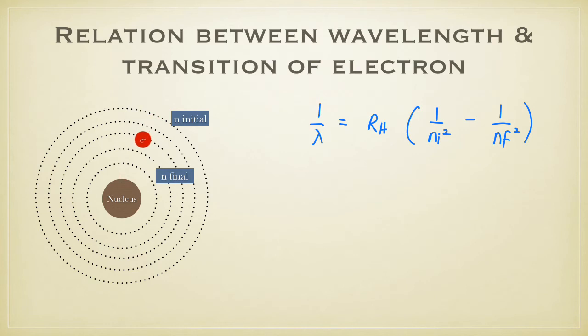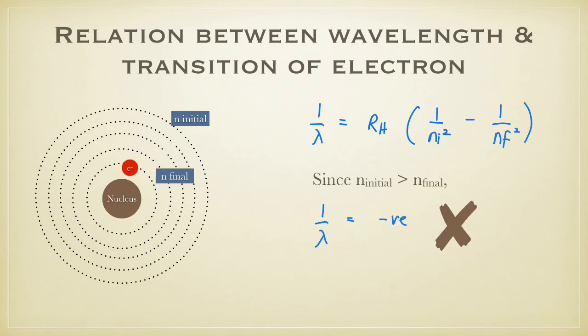Remember that the photon is produced when the electron fell from a higher level to a lower level. This will mean that its n initial will be of higher value compared to its n final. If we substitute this value in the formula, it will give us a negative value for 1 over lambda. Since lambda is a measurement for wavelength, it should not have negative values.